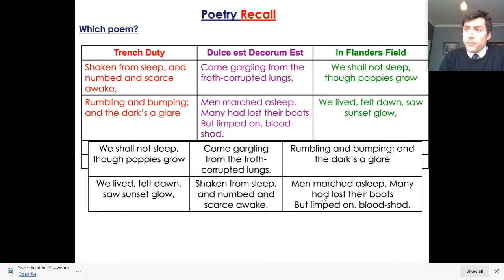We shall not sleep though poppies grow. Okay, so there the soldiers are dead. We lived, felt dawn, saw sunset glow. That rhyming structure of that poem was very rhythmical, very beautiful, but also talking of death, from that John McCrae poem.